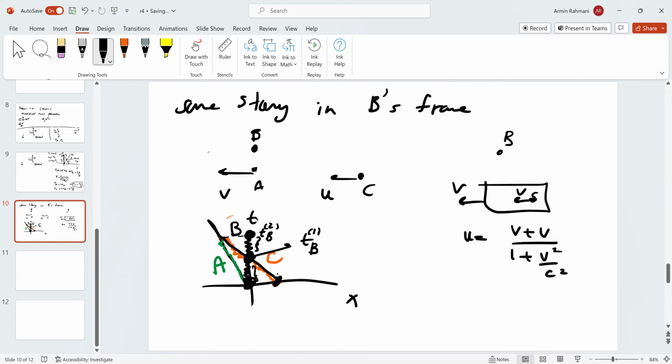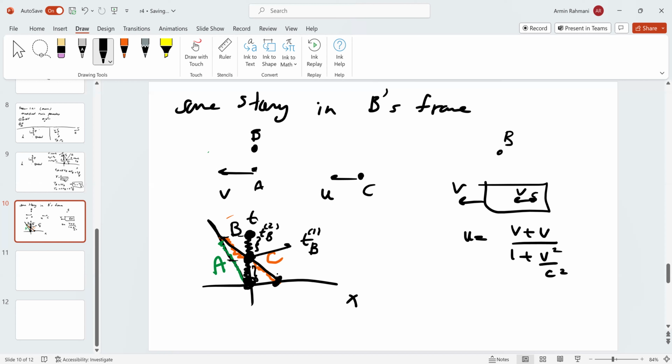Then C synchronizes their time with B at that point. So at this point, this TB1 is also the time on C's clock. Now let's see how much time has passed for A. We know A and B were synchronized. So first consider the first leg of the journey before the meeting between B and C. So let's say A at that point reads a certain time.